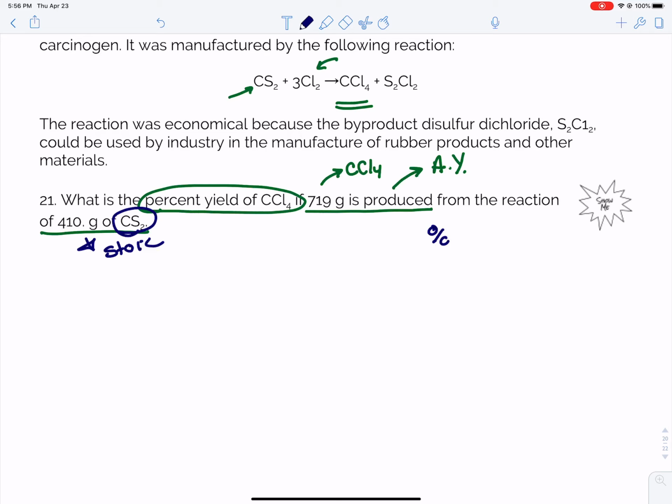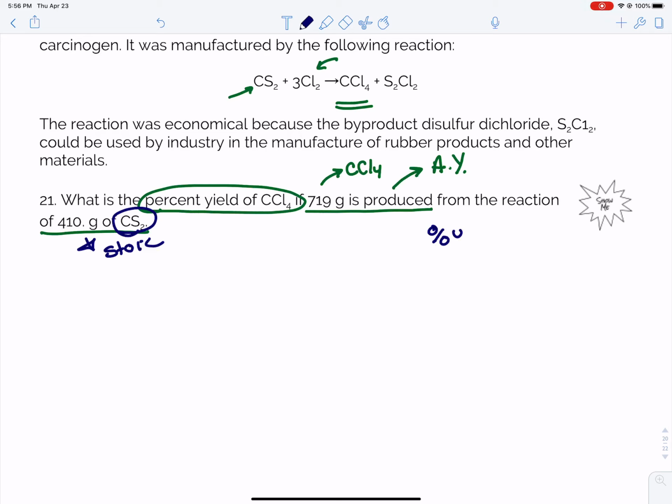When we have questions that have a formula attached to them, we always write out the formula first. And that's actual yield over theoretical yield times 100%. And to keep in mind, we need to remember, this is the actual yield of CCl4 and the theoretical yield of CCl4. These will always need to be the same chemical, the same compound. Okay, we already know that the actual yield is 719 grams of CCl4. That's our numerator.